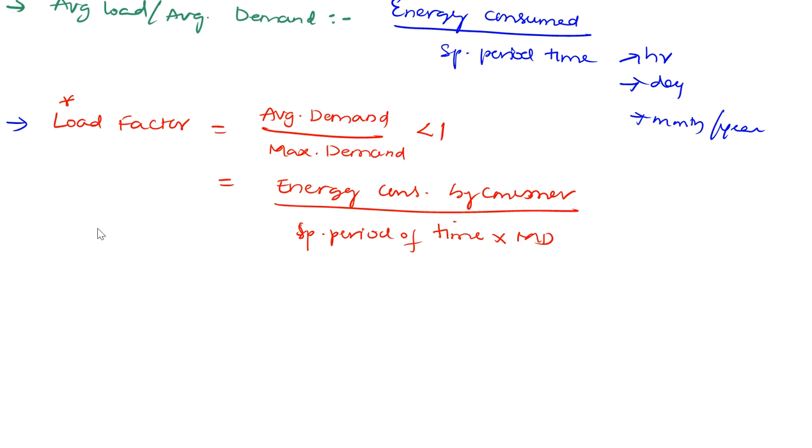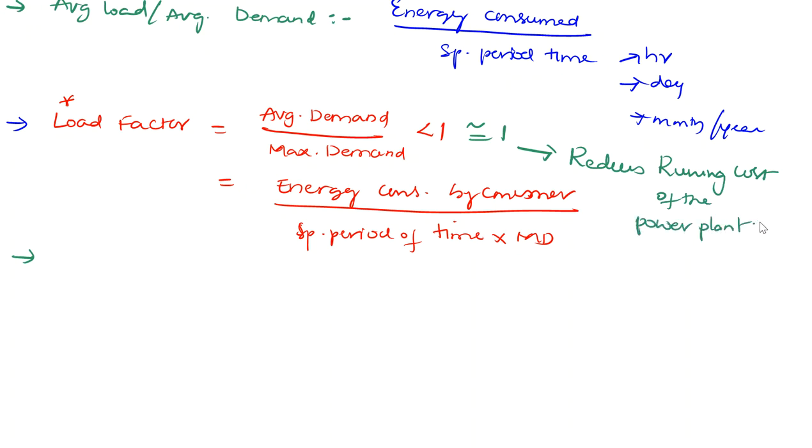So there is another formula which you can use here. Now what is the advantage of this load factor? It should be less than 1, but the load factor should be approximately equal to unity. If the load factor is approximately equal to 1, it reduces the running cost of the power plant. That is the advantage of the load factor.